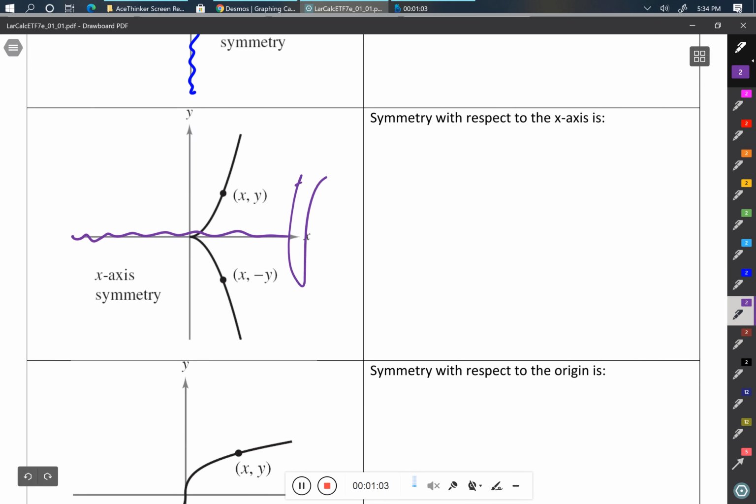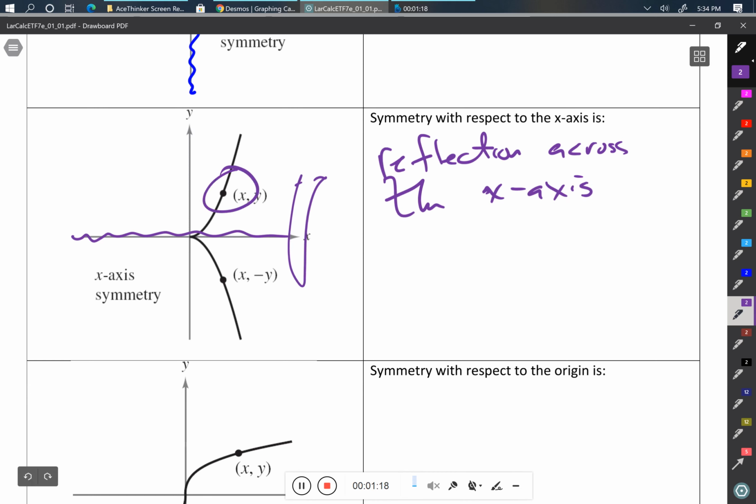Now you're doing a flip up-down. Okay? So it is a reflection across the x-axis. So points that are up here are reflected down to there, points that are down there are reflected back up to there.